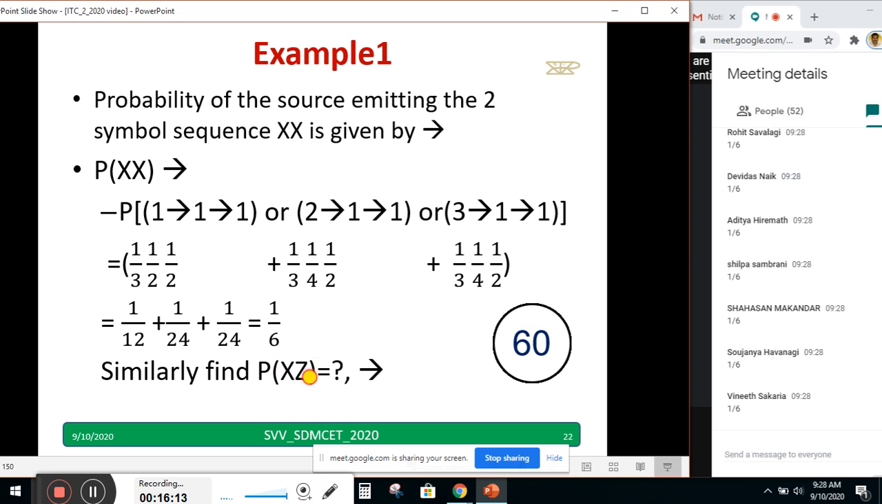Can you try the probability of XZ like this only? I want X followed by Z. Consider it may be in the first state, it may be in the second state, it may be in the third state. I want XZ like this, add the probabilities and tell the answer for XZ. Nivedita is telling 1 by 12. We'll check what others are going to tell.